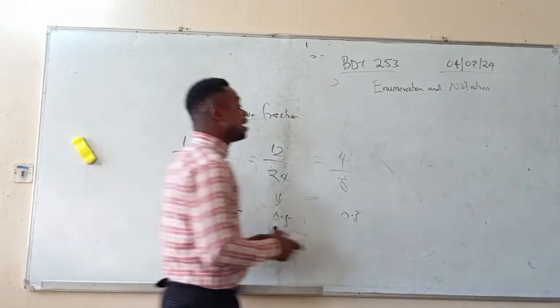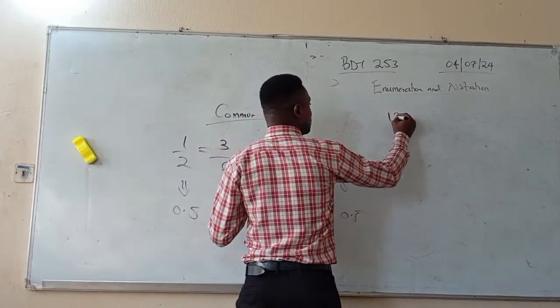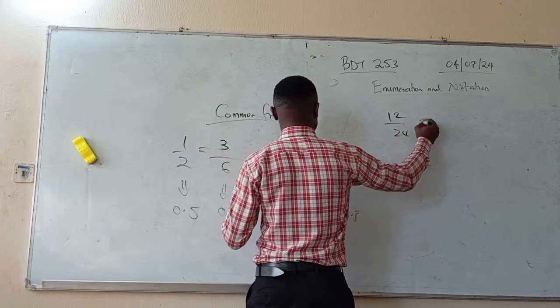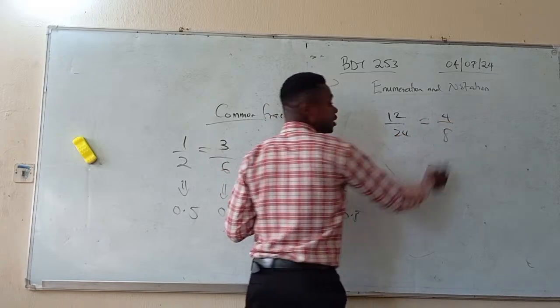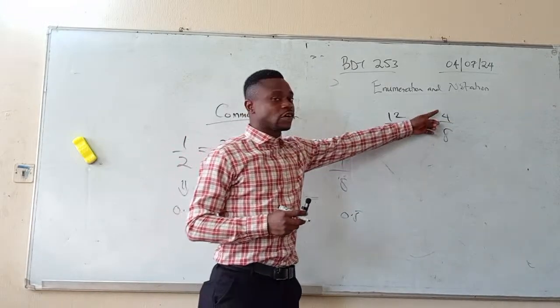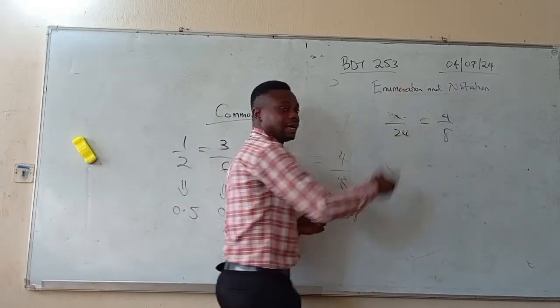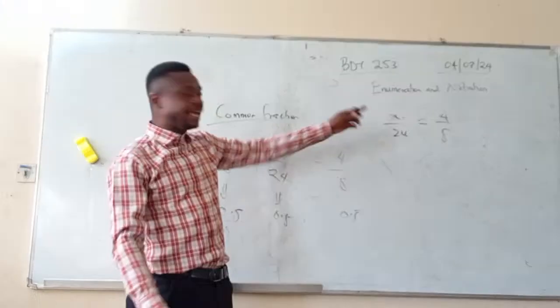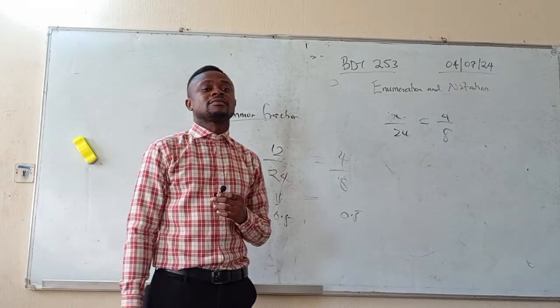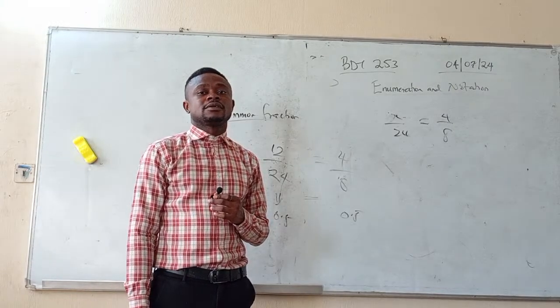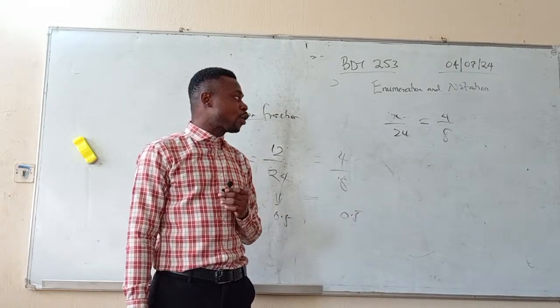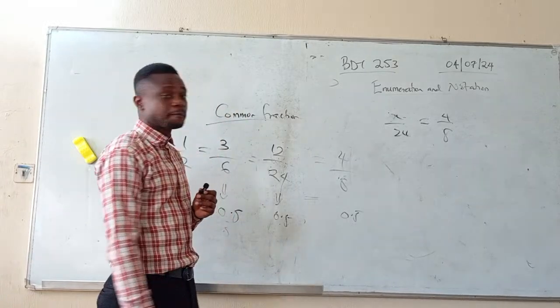Let's assume 12 over 24 is equal to 4 over what? 8. This is the origin of cross multiplication. You can call this one x, right? You can cross multiply and find x. Just test it. Cross multiply and find x, and it should give you 12.